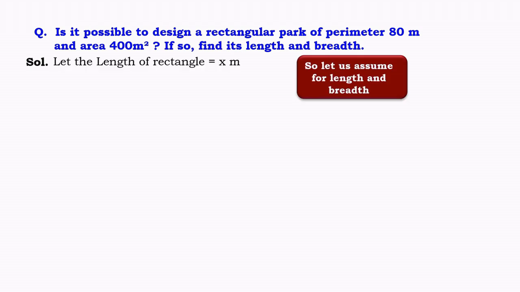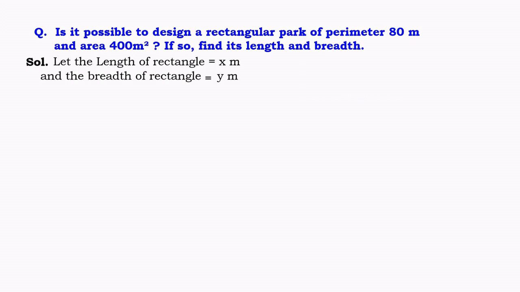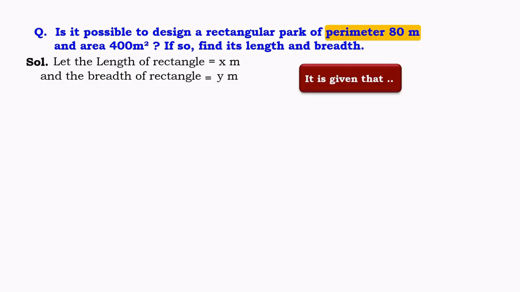Let us assume the length of the rectangle is x meters and the breadth of the rectangle is y meters. Now, using the given perimeter and area, we shall form a quadratic equation and solve it. Since we have to find both the length and the breadth of the rectangular park, let us assume length of the rectangle is x meters and breadth of the rectangle is y meters.